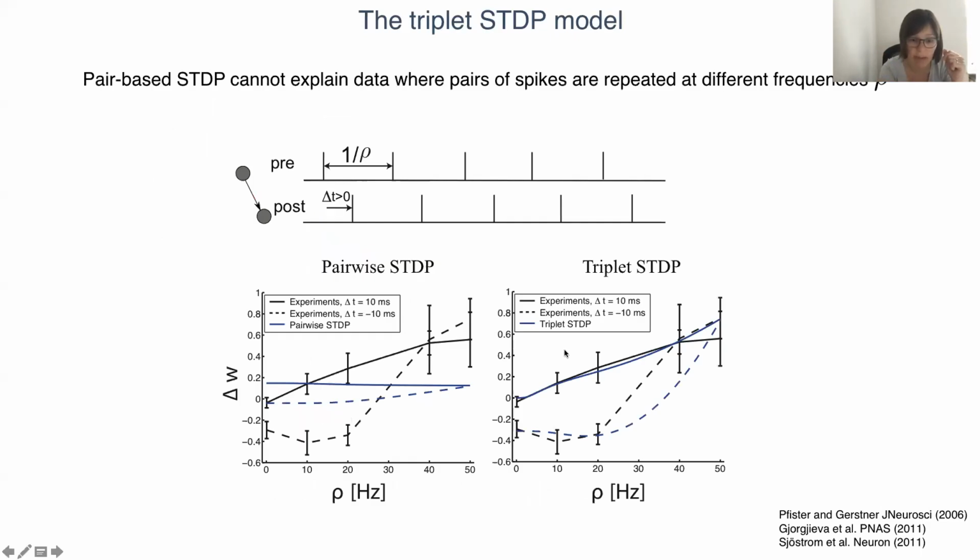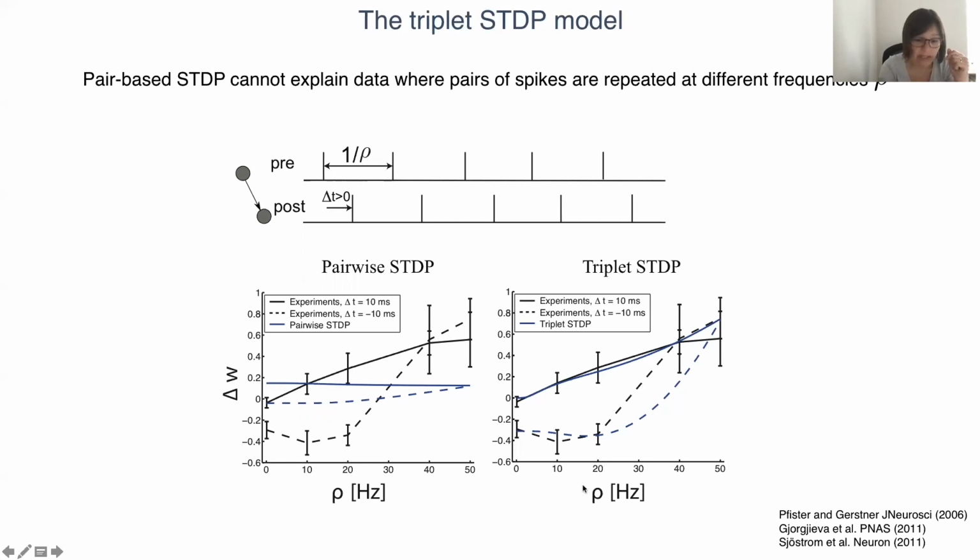And if I now compare this new rule to the data that I showed you before, you see that it matches the data a lot better. There's still a discrepancy here for some of the negative timing experiments, but in general, the rule does pretty well for matching the potentiation. So the cases where the delta T between the pairs of spikes was 10 milliseconds.